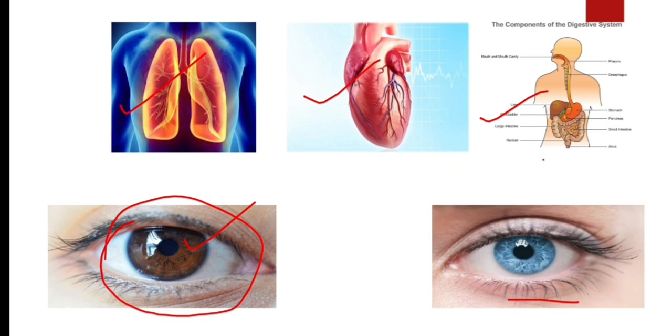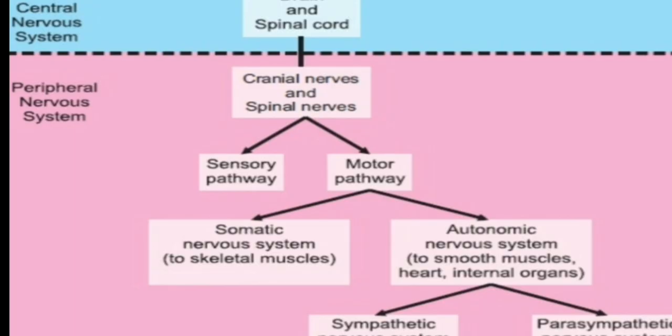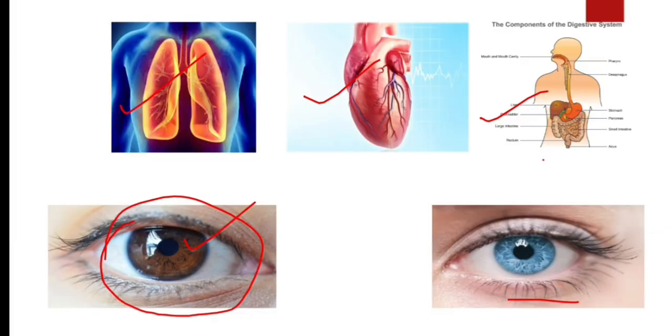Next, when stress ends, parasympathetic takes its action and normalizes all these functions. It causes pupils to contract, promotes digestion and slows the rate of heartbeat and breathing rate.